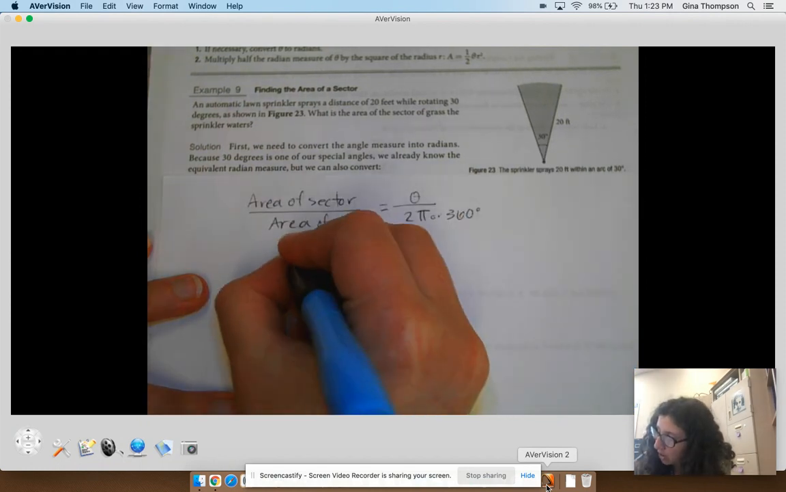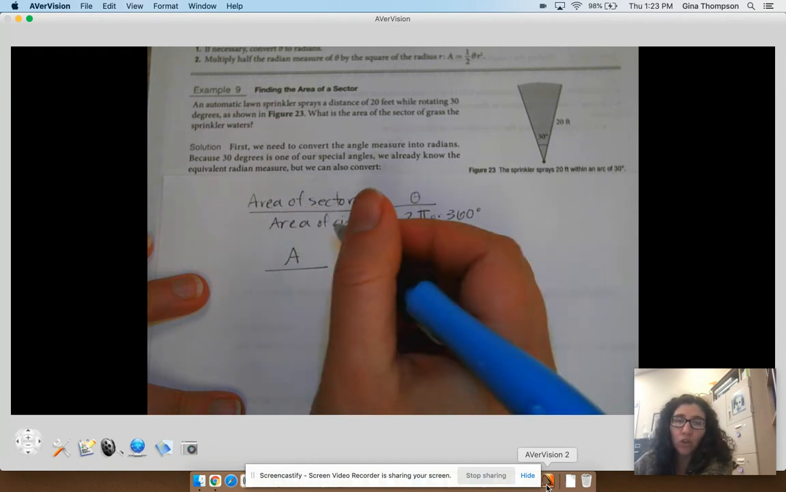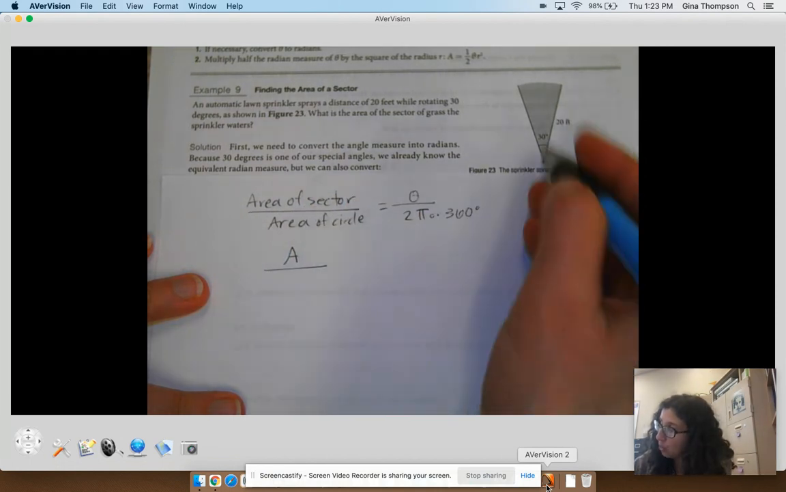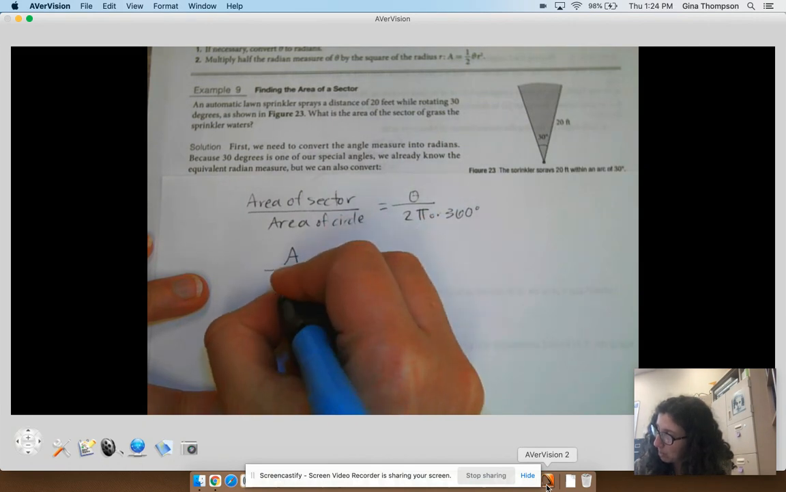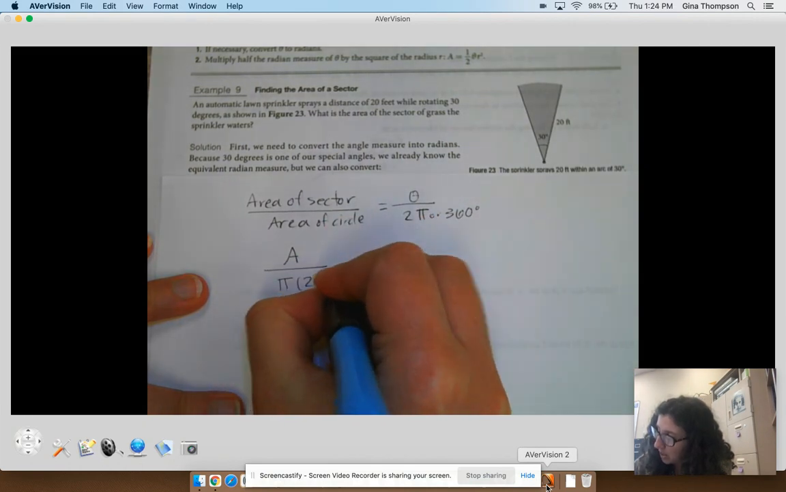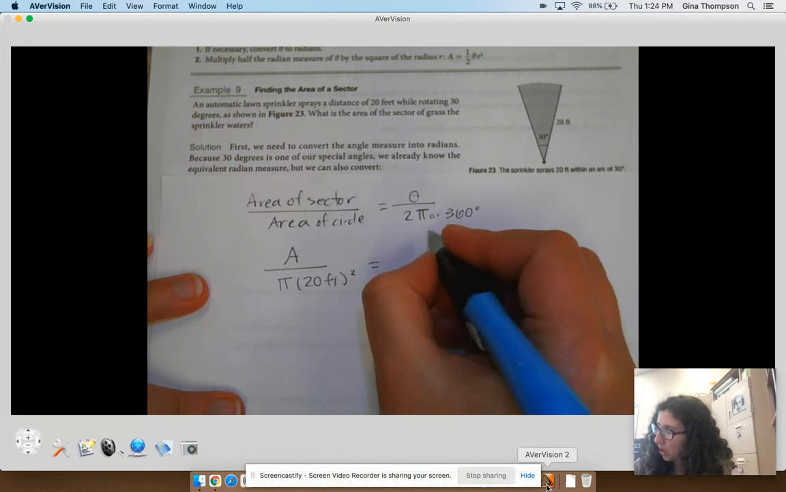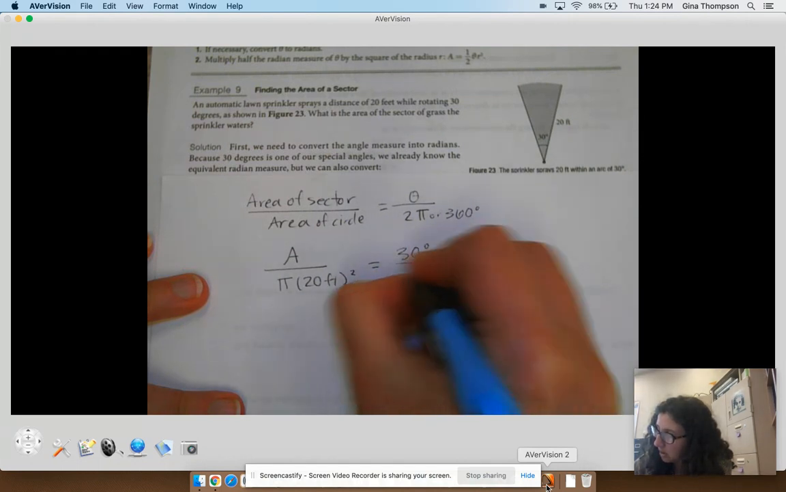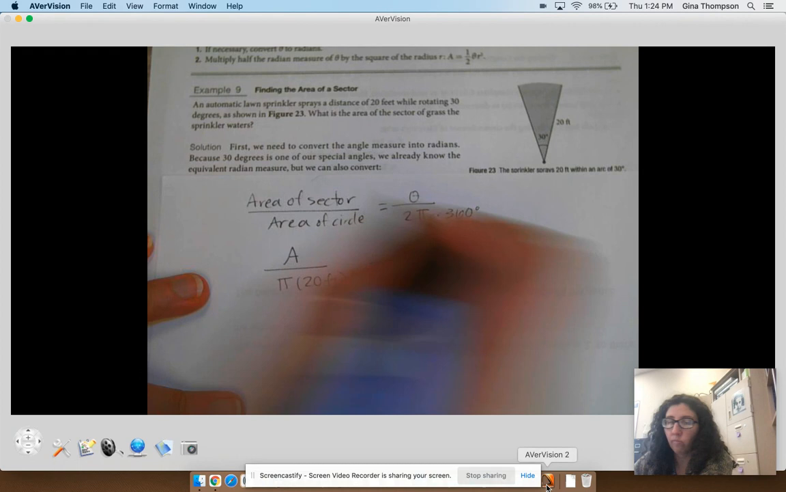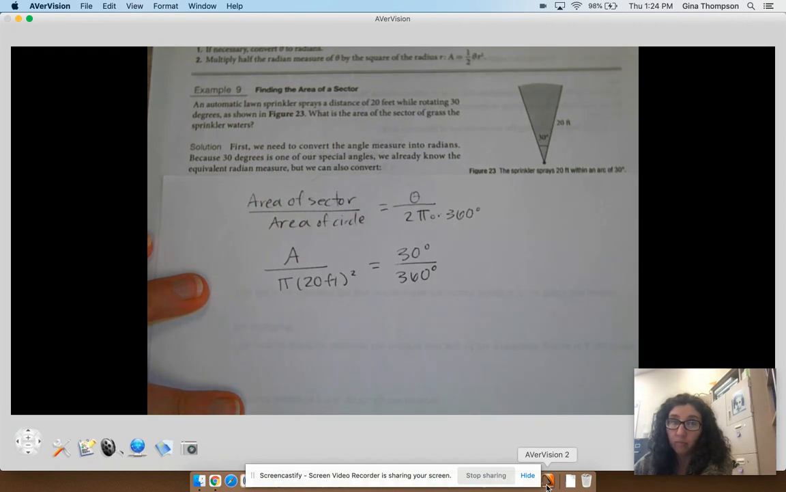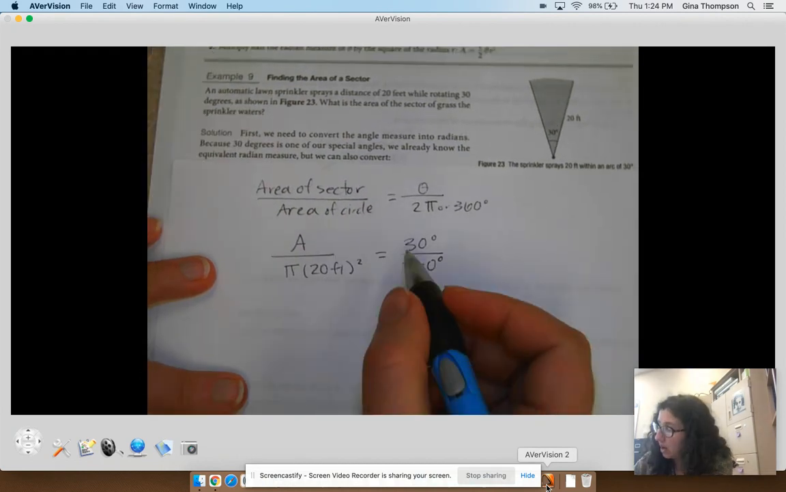So let's just call our area A. What's the area of the circle? Remember this? It's pi r squared. So they tell us our radius is 20 feet. So it's going to be A over pi times 20 feet squared equals our angle, 30 degrees, divided by 360 degrees. Cool. So what do we get?